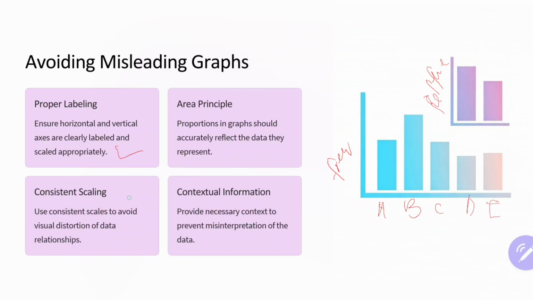And there's something we call the area principle. That is, the proportions in graphs should accurately reflect the data they represent. When the data value is very small, this shows that this is smaller than this. This can be 15 and this can be 20. So it should reflect what the data truly represent. And also we have consistent scaling. So there should not be distortion in the data set, and contextual information needs to be provided.